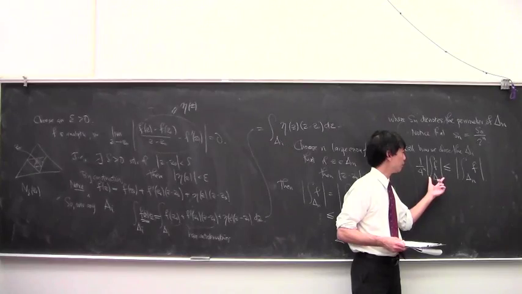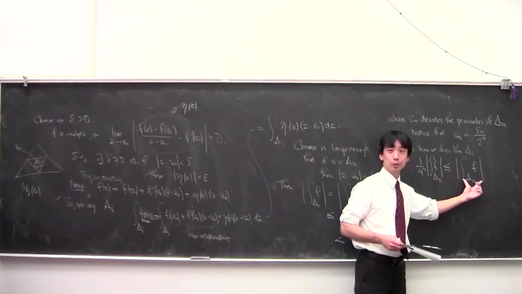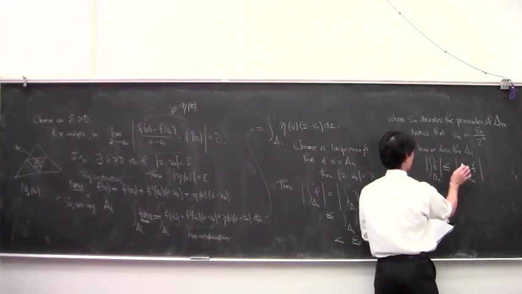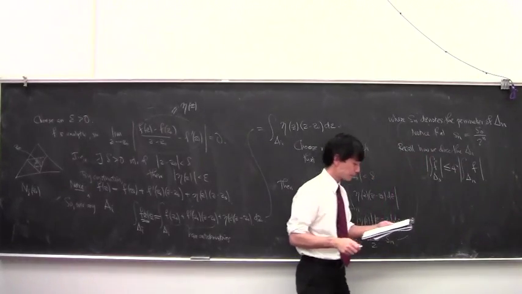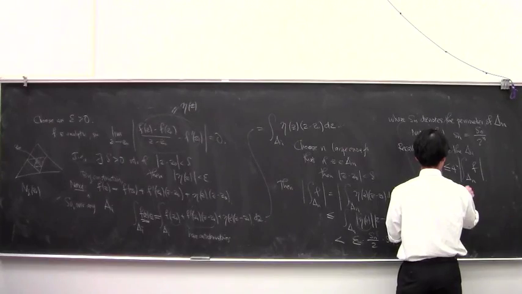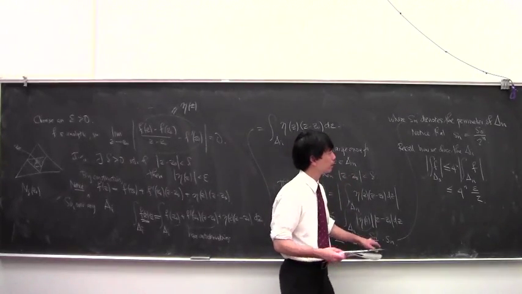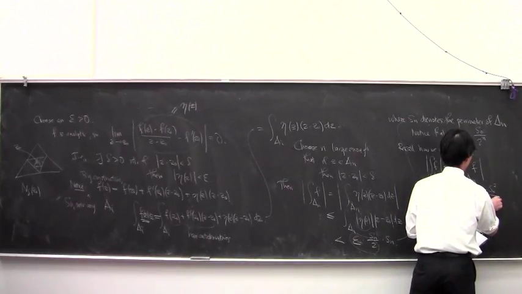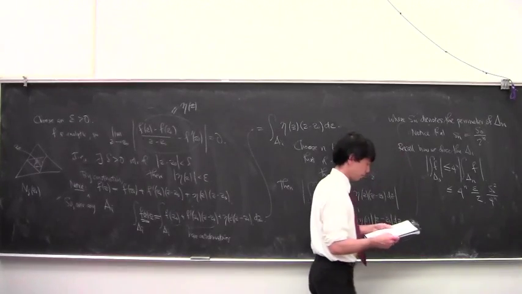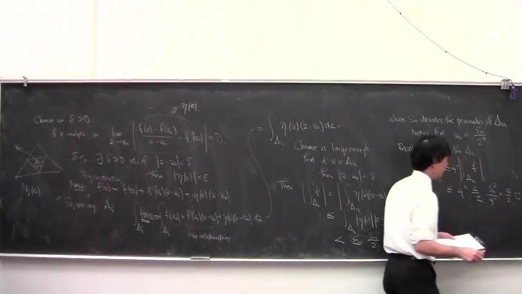And that's what's going to give us the control. We're trying to show that this thing is small. So we have control of this thing by the integral over the nth guy. So when you move the 4 to the n over here, what you get is that this is less than or equal to 4 to the n epsilon over 2 times Sn squared, times the perimeter squared of the original guy.